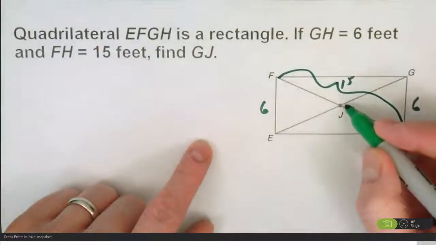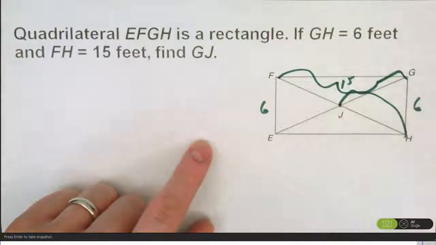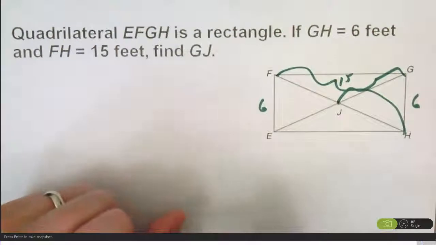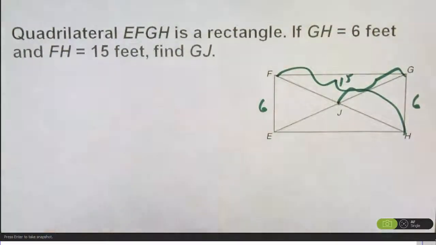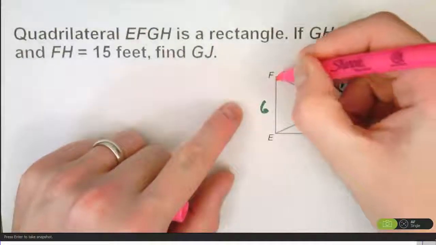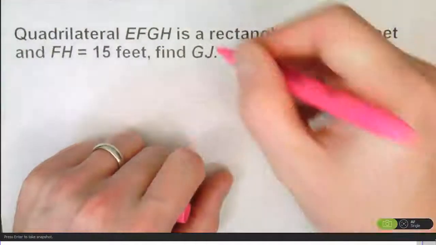The question is, what is GJ? Okay. Well, there's a little bit of the book kind of being difficult here, because we don't need to know all this stuff they told us. We don't need to know that GH is 6. Here's all we really need to know. This guy's a rectangle.